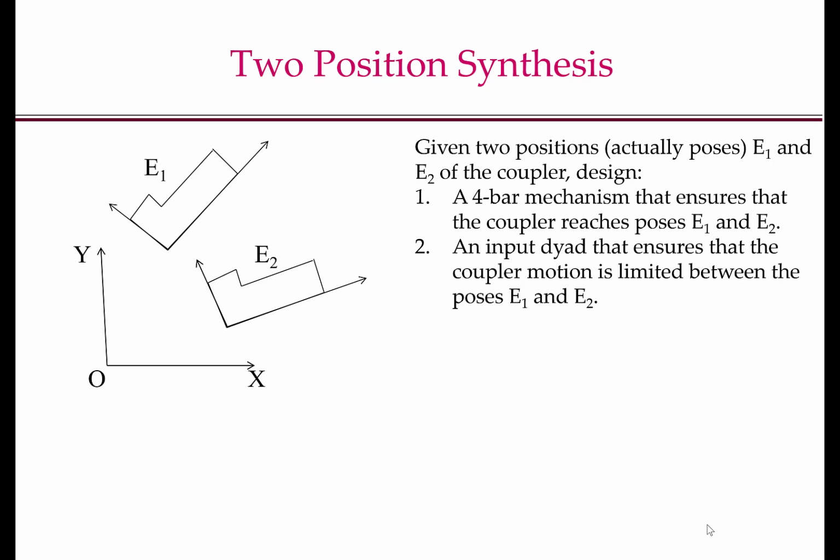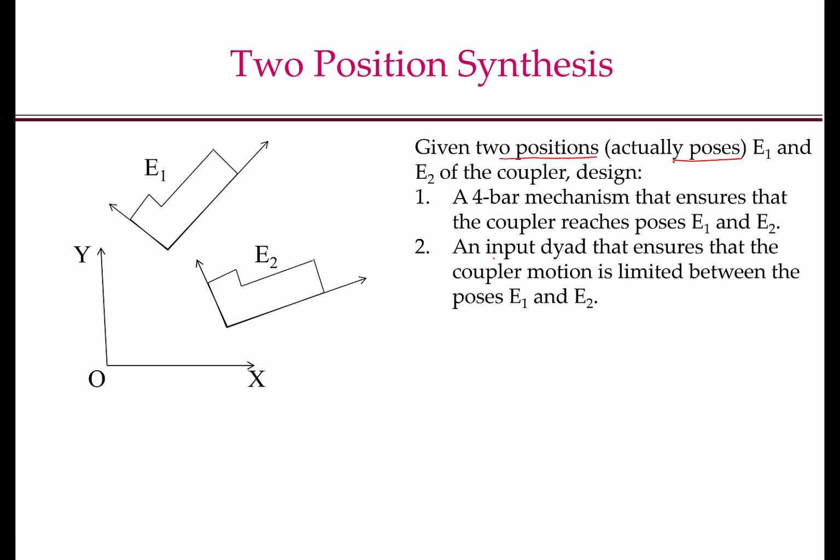In this module, we will study the 2-position and 3-position synthesis problems for 4-bar mechanisms. Let us look at the 2-position synthesis problem first. Given 2 positions or poses of the coupler, which is shown in this picture at E1 and E2, our goal is to design a 4-bar mechanism that ensures that the coupler reaches the poses E1 and E2.